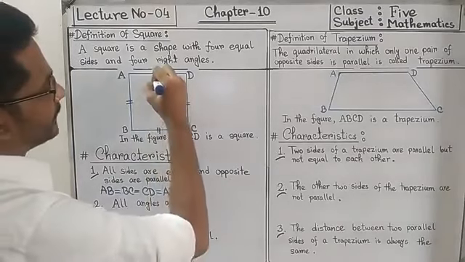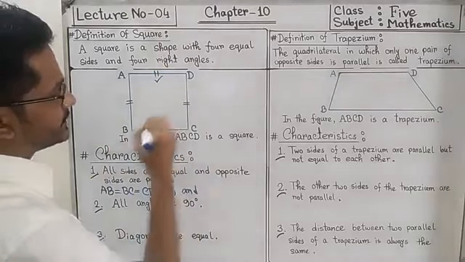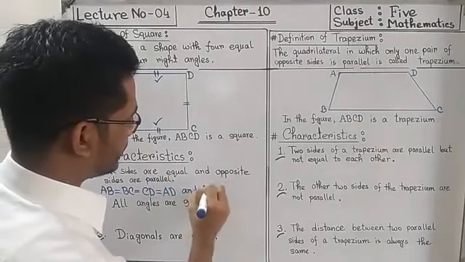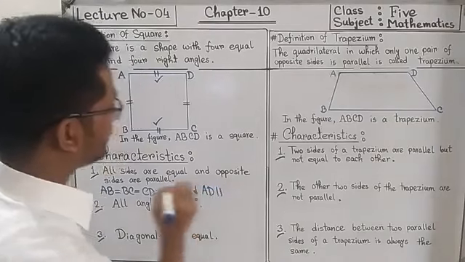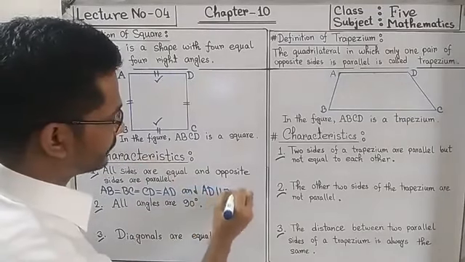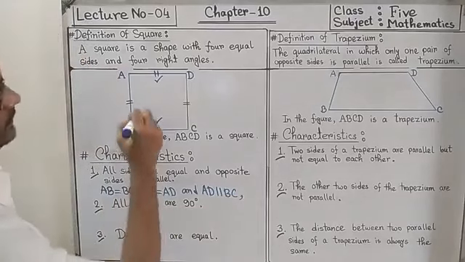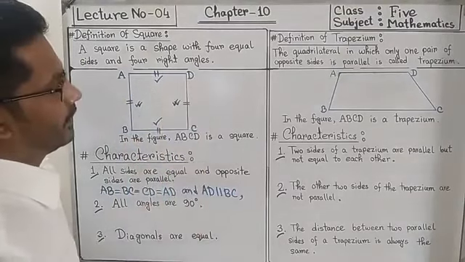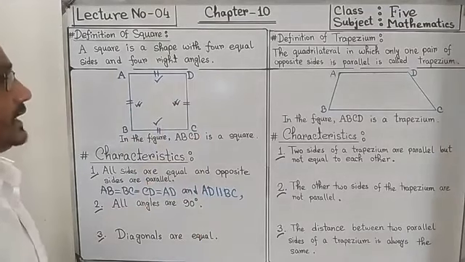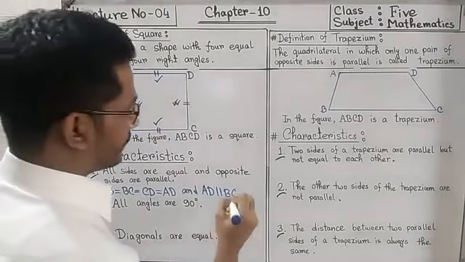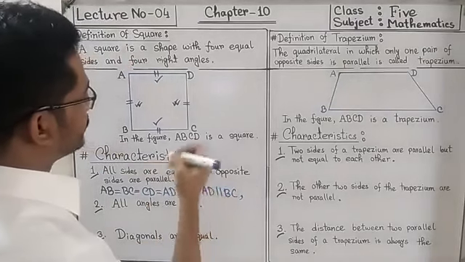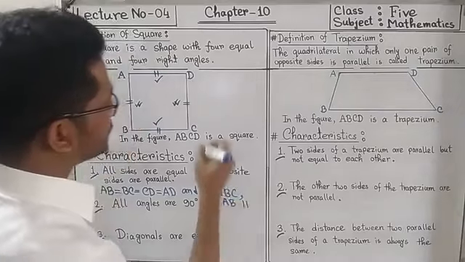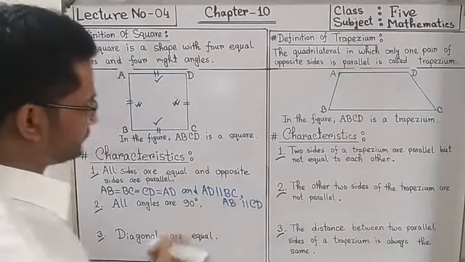Here AD and BC are two opposite sides, that's why we can write AD is parallel to BC, and AB and CD are two remaining opposite sides. So they are parallel to each other. So we can write AB is parallel to CD.